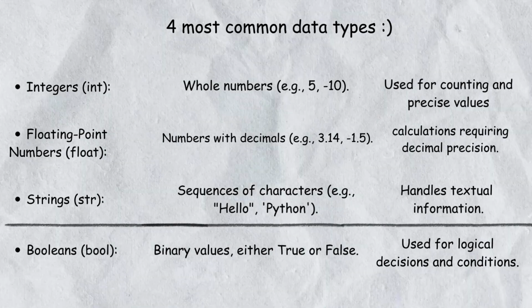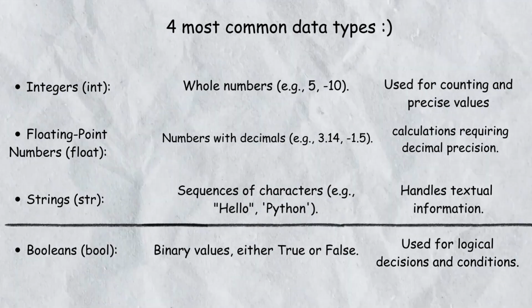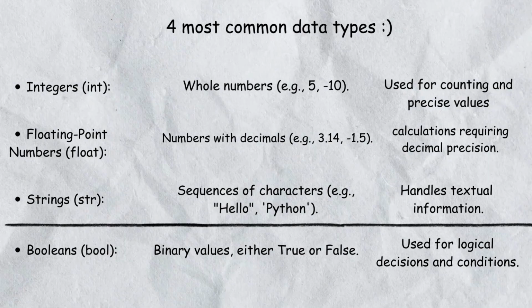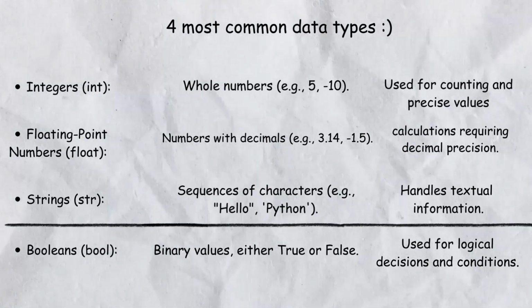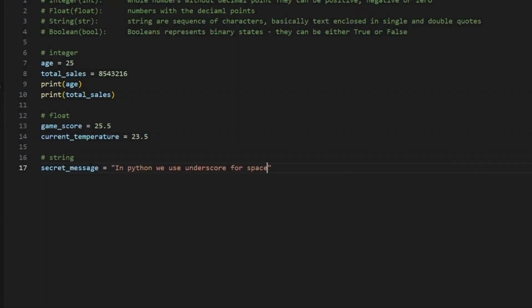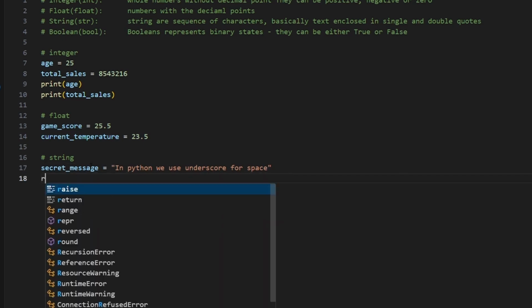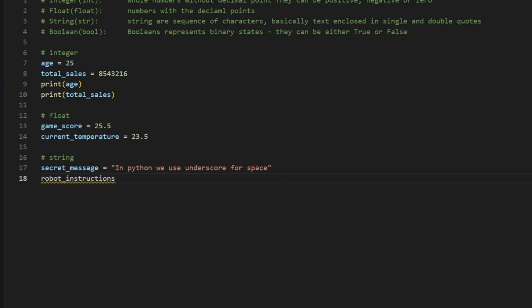Third, we have data type string. Strings are nothing but sequences of characters, basically text, and these texts are enclosed in single or double quotes. For example, secret_message. In Python, we use underscore for space. robot_instructions: Move forward 5 steps, turn left 90 degrees. Even though we have a number in this text, anything enclosed in single or double quotes is a string.